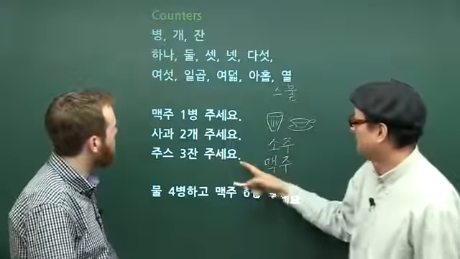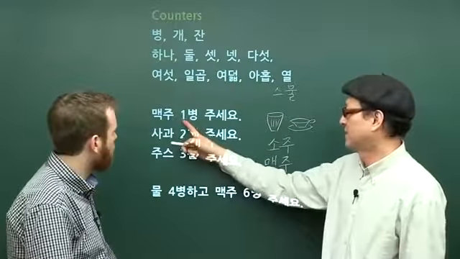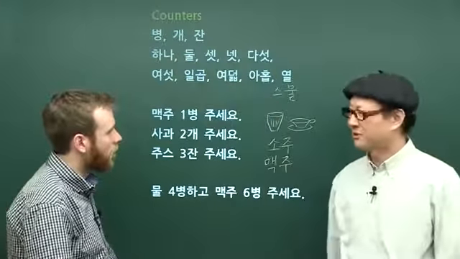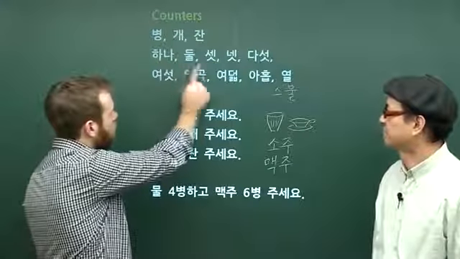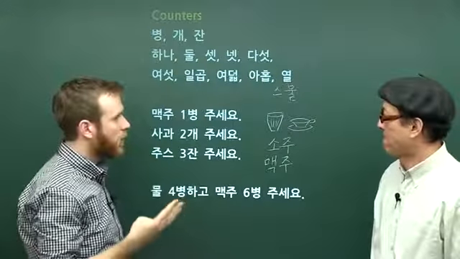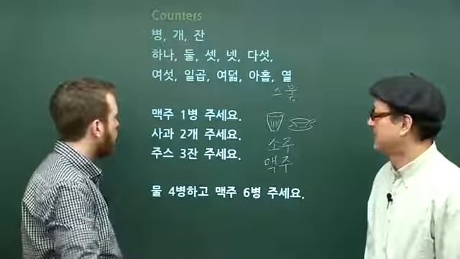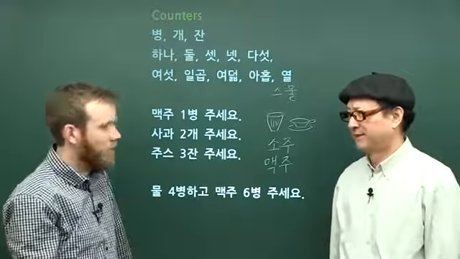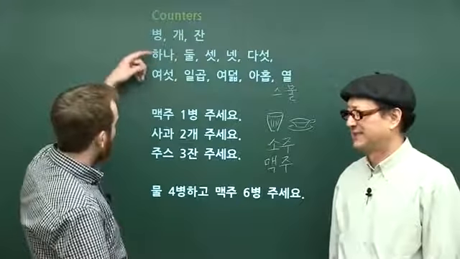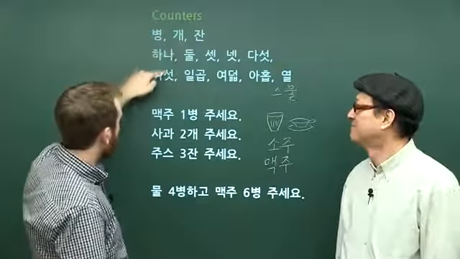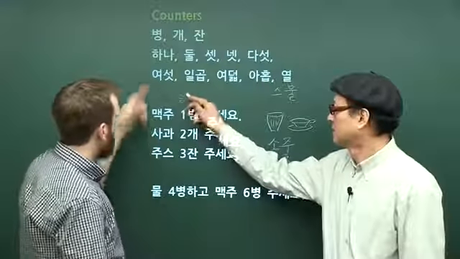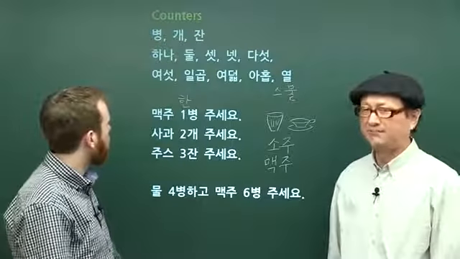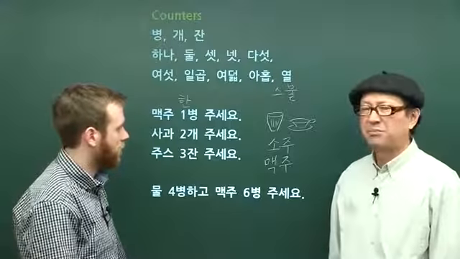그리고 maybe one more time. Yeah. 이렇게 이제 여기 숫자 그 카운터 있어요. 그러면 some changes happening. Yeah. So 하나, 둘, 셋, and 넷, from 1 to 4, these ones change when we use a counter. Okay, so let's look at our first example. 맥주 한 병 주세요. Okay, so maybe our listeners and our viewers noticed we dropped the a in the second syllable. So 하나 becomes 한. 맥주 한 병 주세요. Okay.